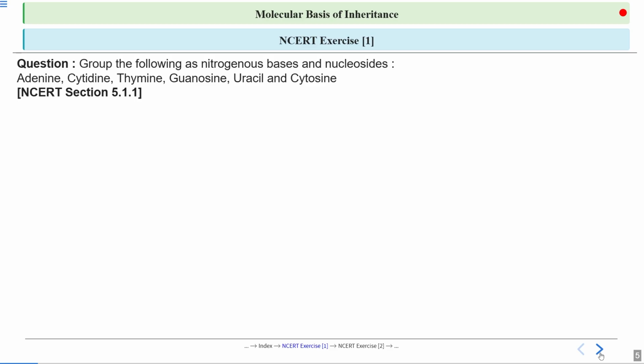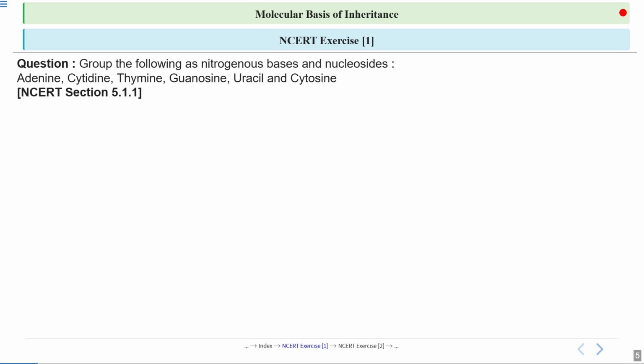Now let's start the question answer. So first question, this is NCERT exercise first question, and the question says: group the following as nitrogenous bases and nucleosides: adenine, cytidine, thymine, guanosine, uracil, and cytosine. This is from NCERT section 5.1.1. So basically, they have given us 6 options, and we have to choose which are nitrogenous bases and which are nucleosides.